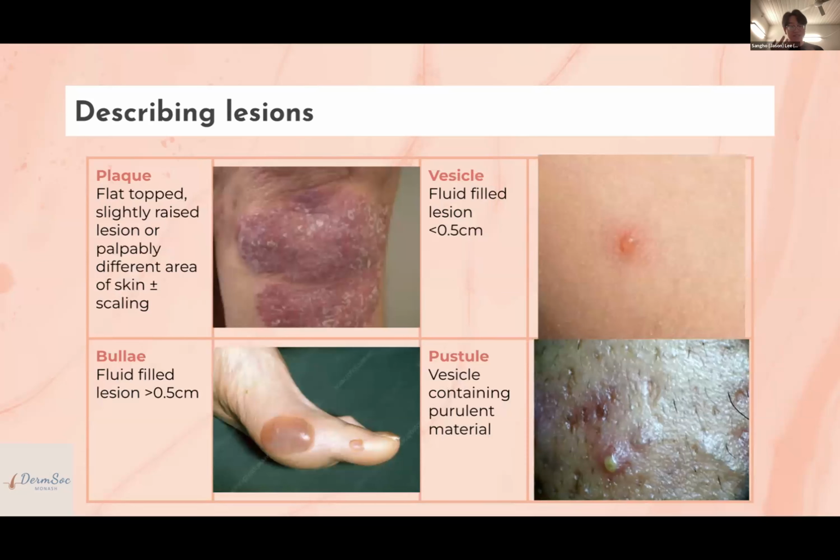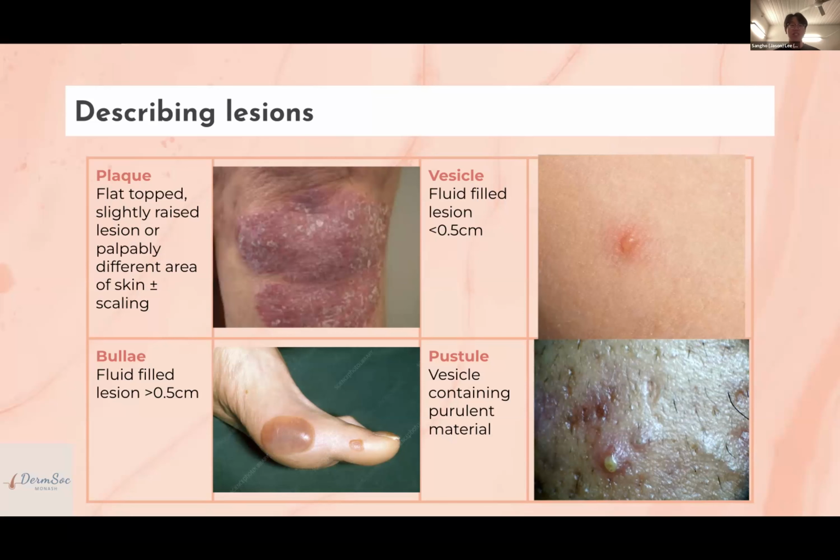A plaque is a flat-topped, slightly raised lesion that feels different to the normal skin, and it might have some scaling on top as well, commonly found in conditions like psoriasis. And then you've got the fluid-filled lesions, the vesicles and the bullae, usually serous or hemoserous in nature. If they're smaller than 0.5 centimeters, they're called vesicles, larger, bullae. And if they're filled with purulent material, then they're called pustules.